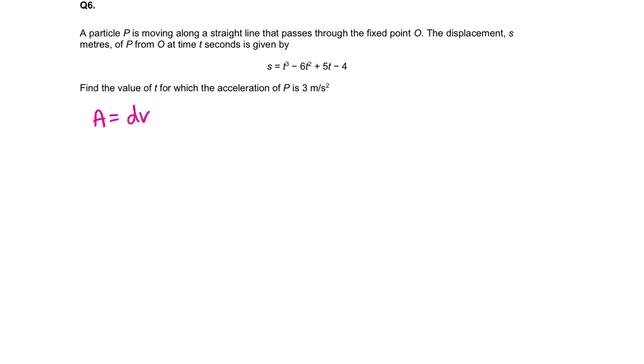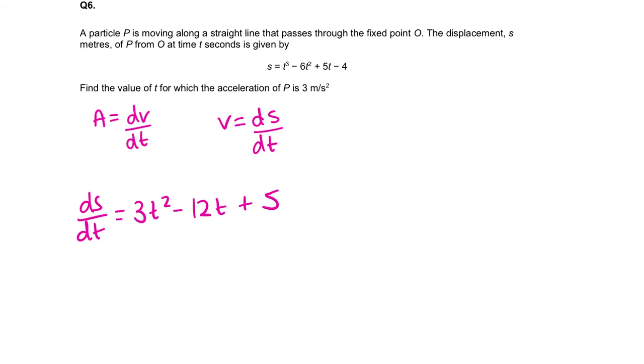To find acceleration, which is the differential of velocity over time, and to find velocity, we need to differentiate the distance over time, essentially. Okay, so we're going to start with that first. So, ds by dt equals 3t squared minus 12t plus 5.